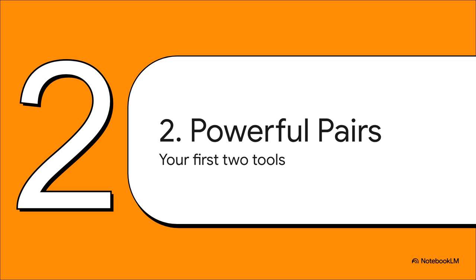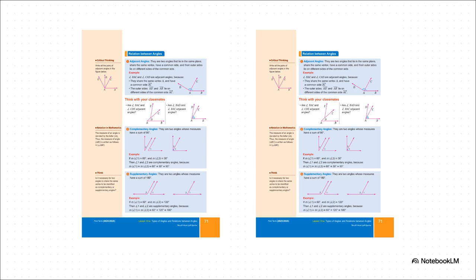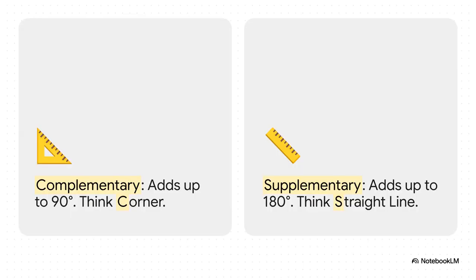Now, let's add the first two, and honestly two of the most important tools to our kit. They're all about two key numbers you'll see all the time in geometry, 90 and 180. So check this out. On the left, you've got two angles that fit together perfectly to make a right angle, that perfect corner, which is 90 degrees. We call these complementary. And then on the right, you see two angles that form a perfect straight line, which is always 180 degrees. Those are called supplementary. So how on earth do you remember which one's which? Well, I've got a super easy trick for you. Just think, C is for corner, which is 90 degrees, and S is for straight line, which is 180 degrees. Seriously, this little mnemonic is a total lifesaver.